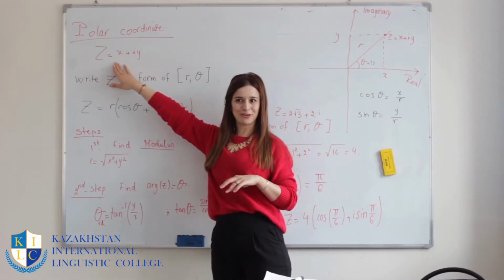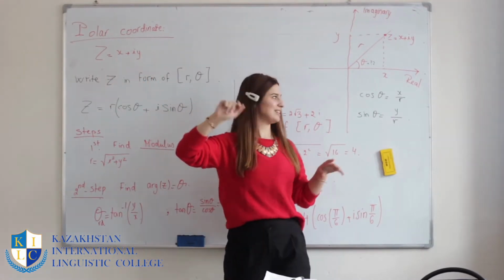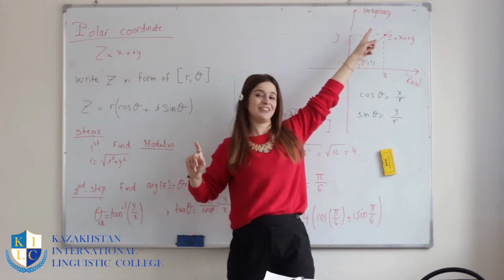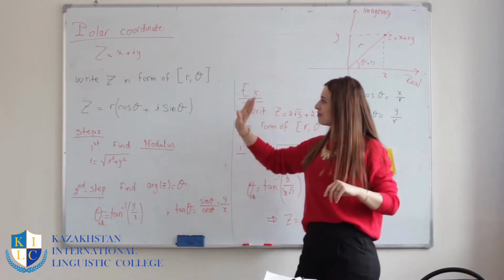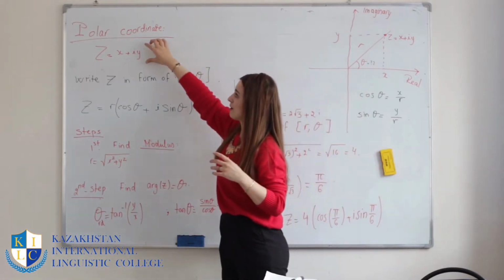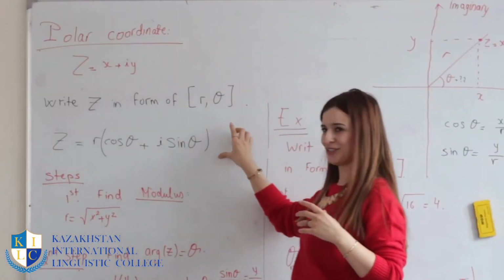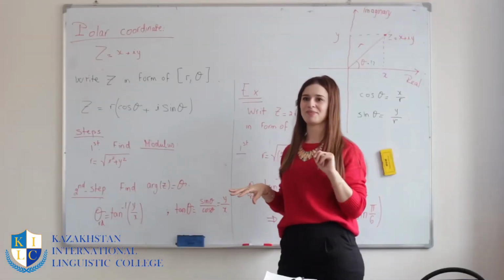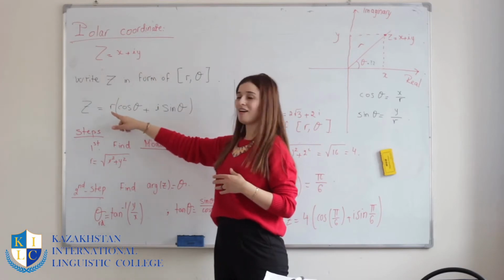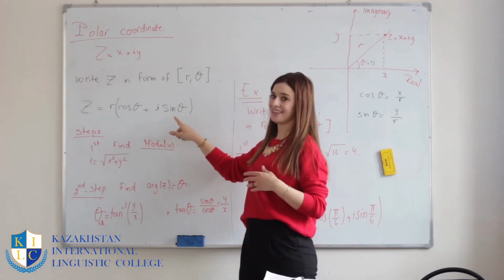As I told you before, x, what is it? Excellent, a real number, while y is the imaginary number. So today our lesson is how we can transform from this form into the polar form in 2 steps. It's so easy. We have to write z equals r (cosine theta plus i sine theta).